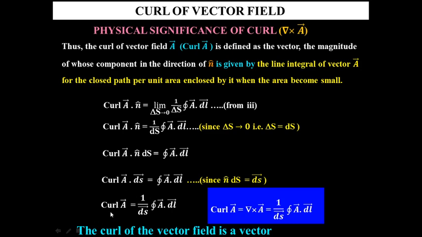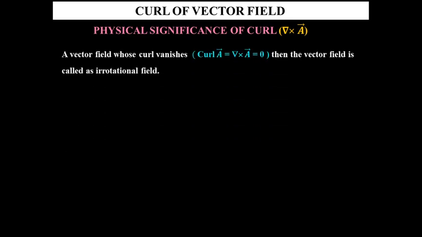Suppose the curl of any vector is 0. It means that the rotation tendency of the vector field is 0. Rotation tendency being 0 means the vector field is not rotated, so that field is called an irrotational field. So what is another significance of curl? If the curl of a vector vanishes, then that vector field is an irrotational field. If the curl vanishes, the vector field is not rotated, and it is called an irrotational field.